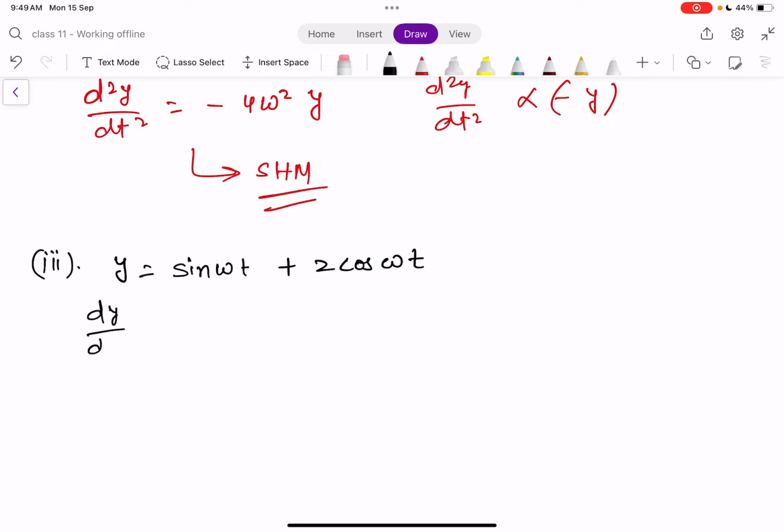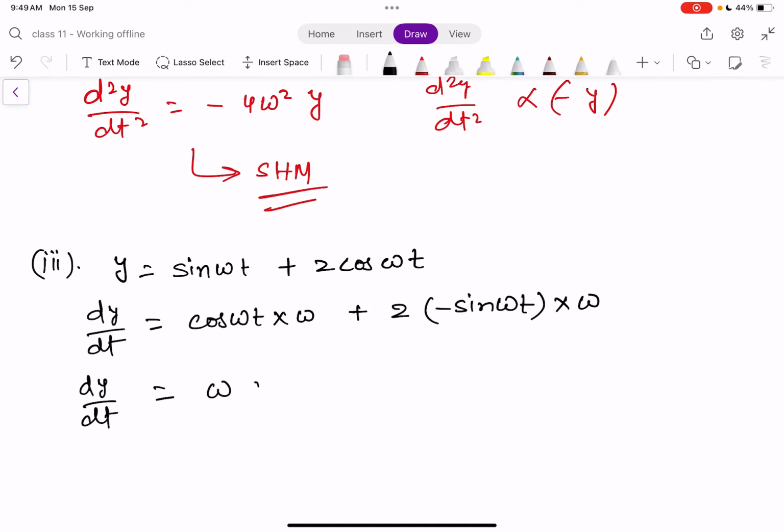Differentiating with respect to time, dy/dt is cos omega t into omega, the differentiation of omega t, plus 2 into the differentiation of cos omega t, which is minus sin omega t into omega. So dy/dt comes out to be omega cos omega t minus 2 omega sin omega t.